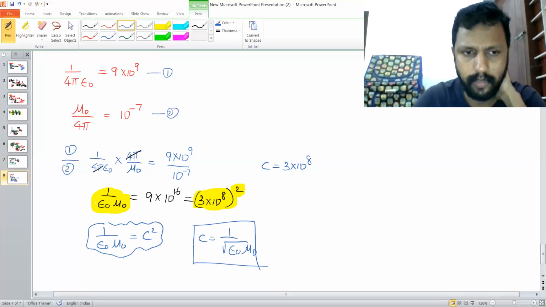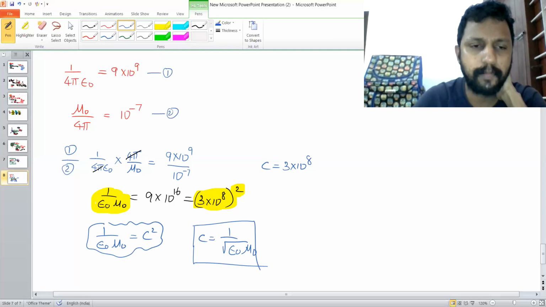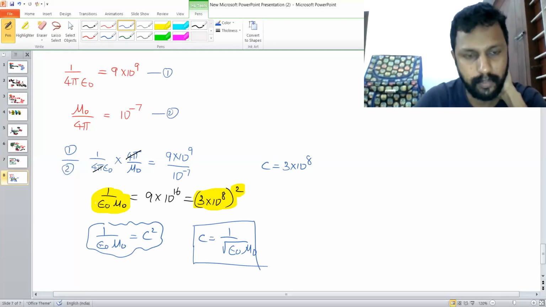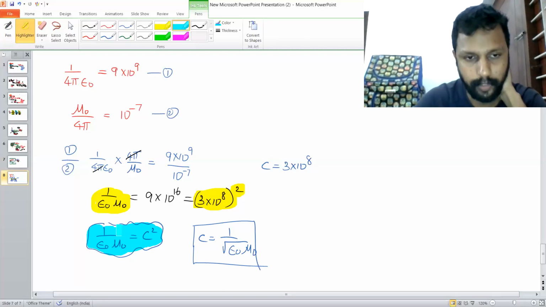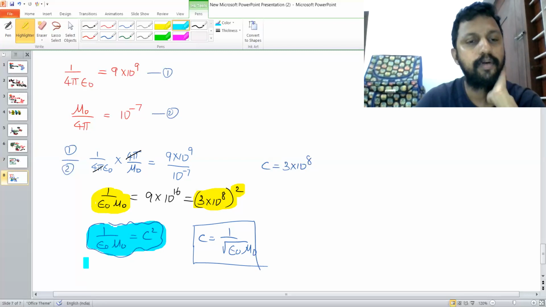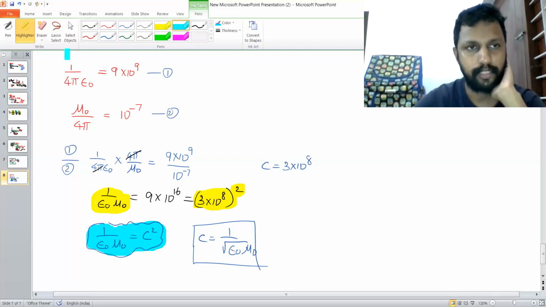This is the relation between permittivity and permeability. The relation between permittivity and permeability is 1 by epsilon 0 mu 0 is equal to c square. Okay, this is the relation between permittivity and permeability.